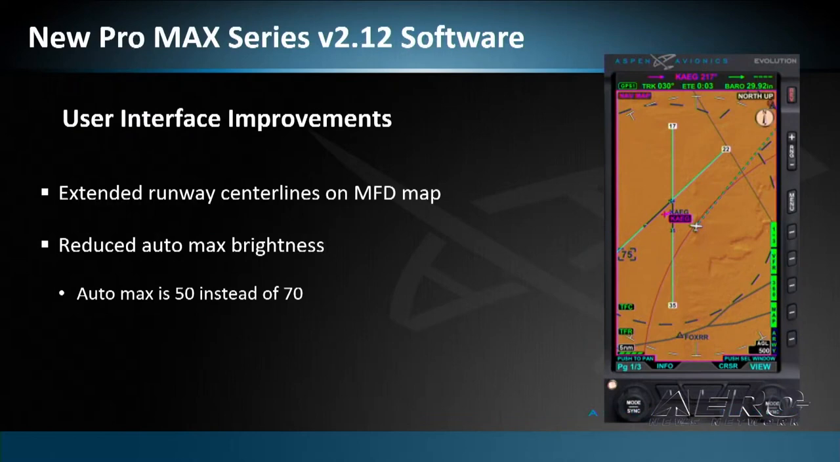Some of the user interface improvements: we added some extended runway information for the pilot on the MFD, and reduced the auto max brightness from 70 to 50. We had a lot of feedback that when it went to max bright, it just blinded you. So we reduced it down to 50%.